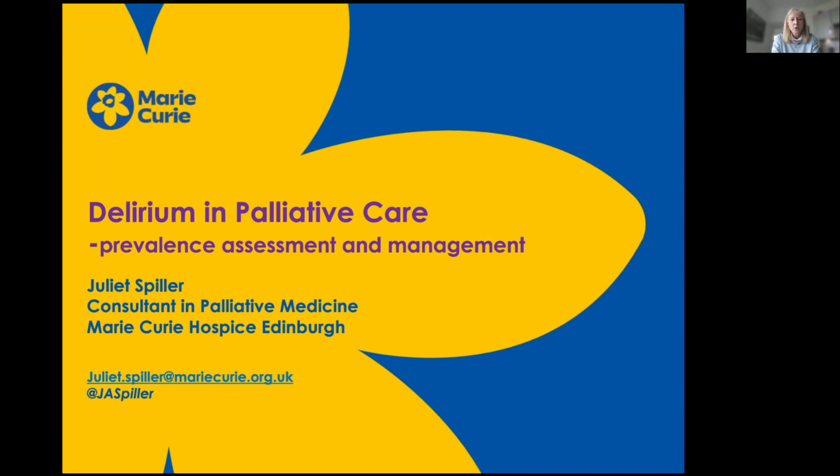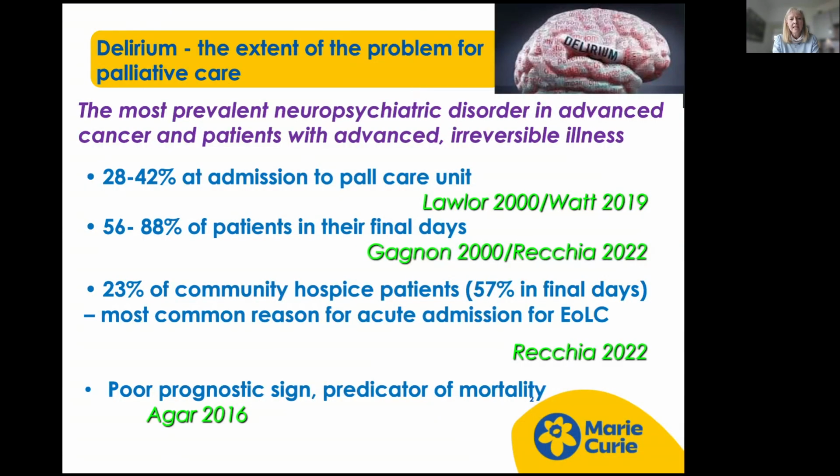So, delirium within the palliative care setting. I'm just going to set the context for the presentations that you're going to hear from Anne and Hilary later on. It's a significant problem for anybody working within the palliative care setting. It is absolutely the most prevalent neuropsychiatric disorder in advanced cancer, and also in any patient with any advanced irreversible illness. We've known that for a very long time.